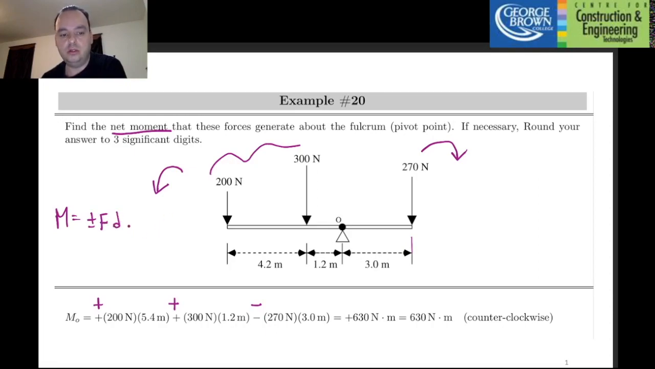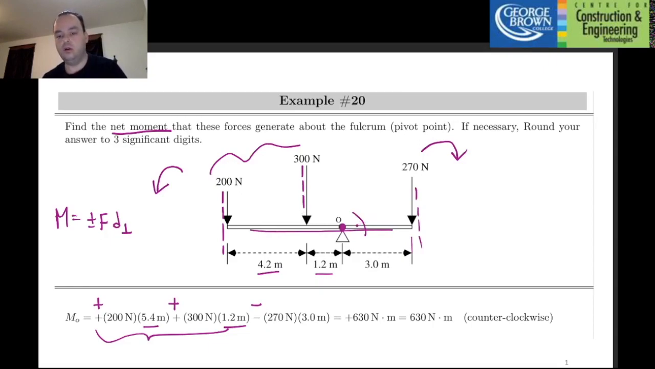the perpendicular distance. Now, the perpendicular distance refers to how far each of these forces' lines of action are from the point of rotation O here. Well, the first force, 200 newtons, is actually 4.2 plus 1.2, or 5.4 meters away. The 300 Newton force is only 1.2 meters away. Collectively, their moments are positive since they generate a counterclockwise rotation around this point. That is, if you were to imagine these pushing down, this object would topple over to the left, or anti-clockwise.